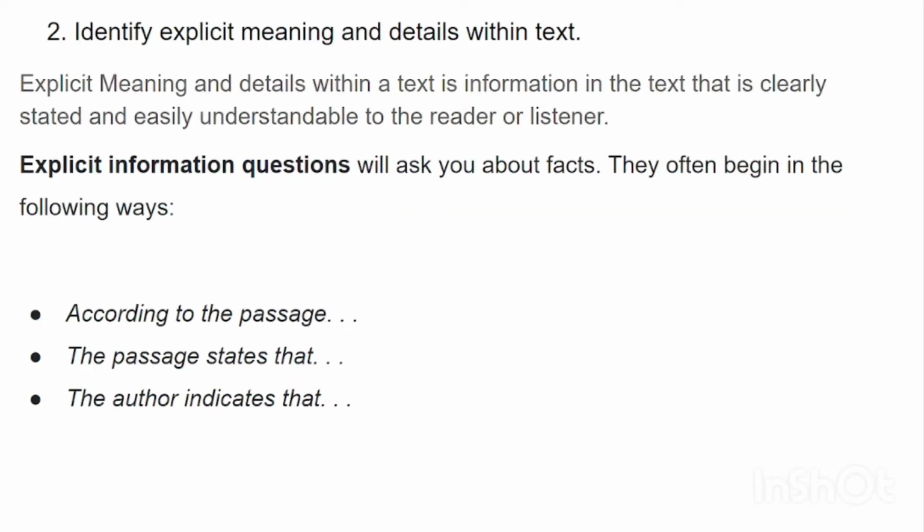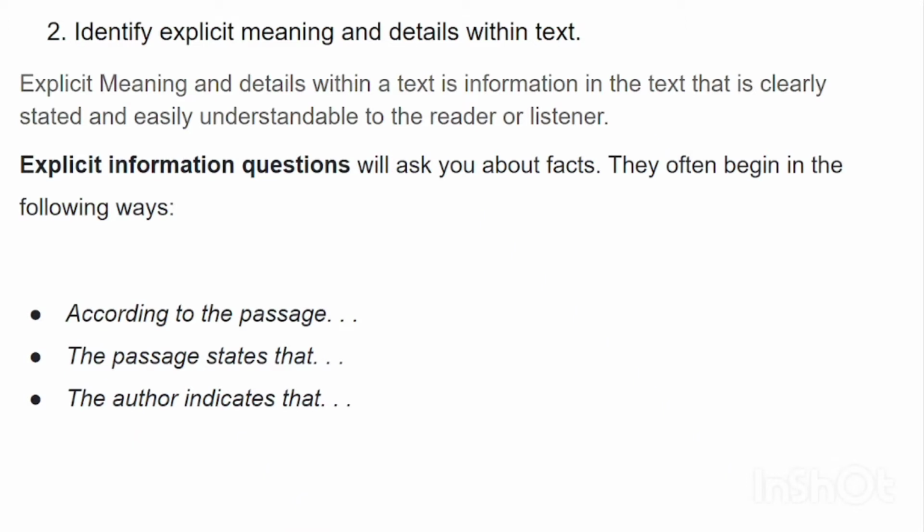So the other competency is identify explicit meaning and details within text. Now, what is explicit meaning? Explicit meaning and details within a text is information in the text that is clearly stated and easily understandable to the reader or listener. So in other words, explicit meaning is something that you can find in the text. It's clear, it's obvious, once you read it, it's there.